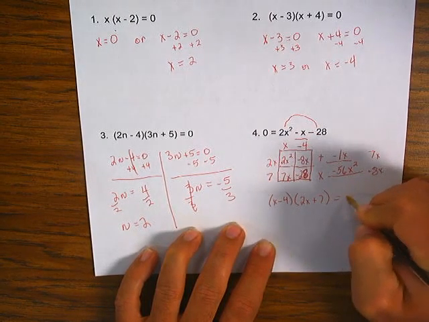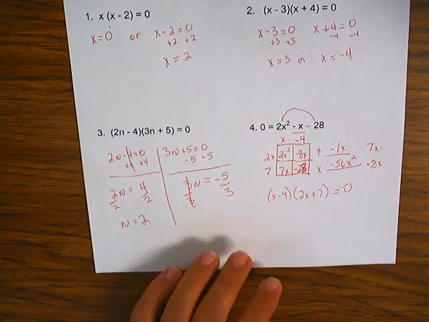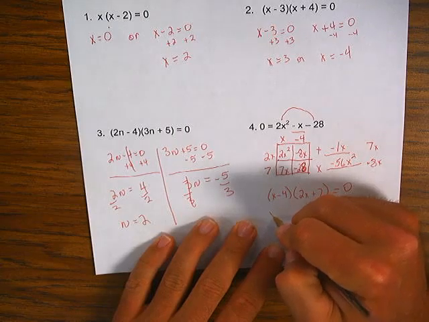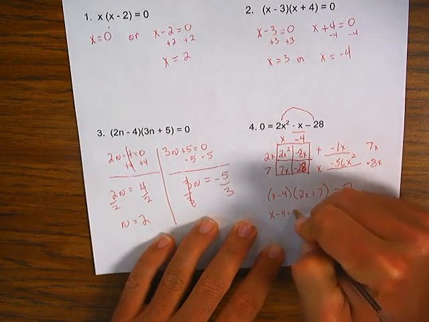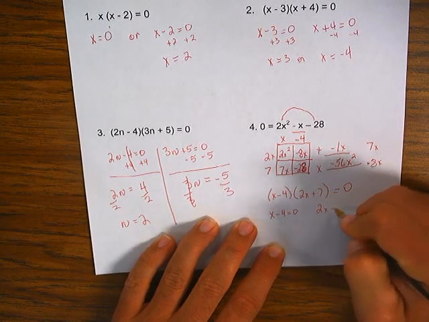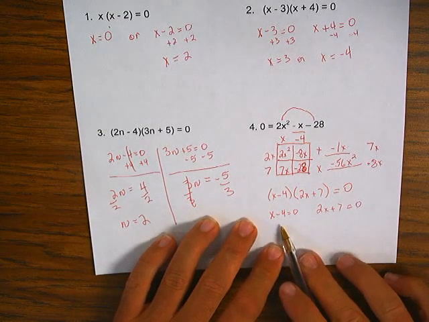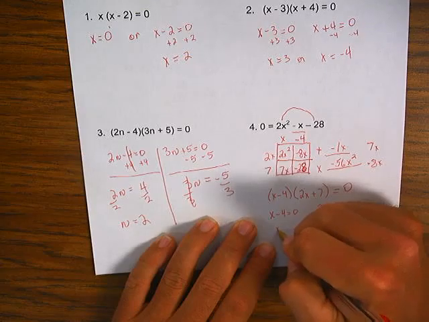Okay, set it equal to 0. Now, how do I solve it? Set them both equal to 0. x minus 4 equals 0, and 2x plus 7 equals 0. How would I solve for x here? Add 4, so x equals 4.